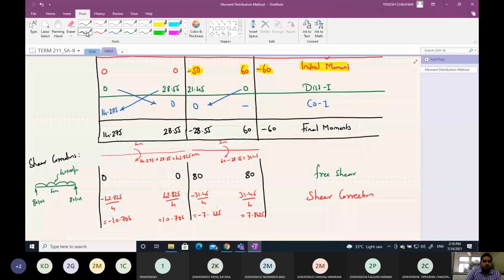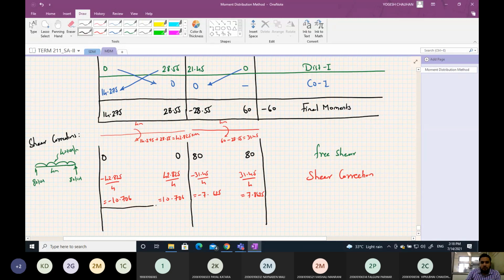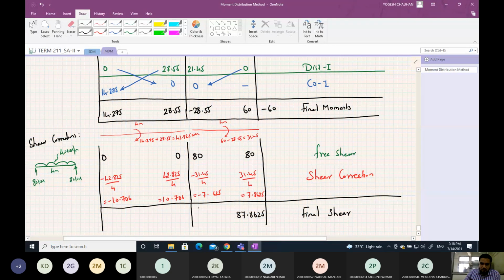So your final shear will be 87.8625. This will be 80 minus 7.8625, that will be 72.1375. And here it will be 10.706, and here it will be minus 10.706.